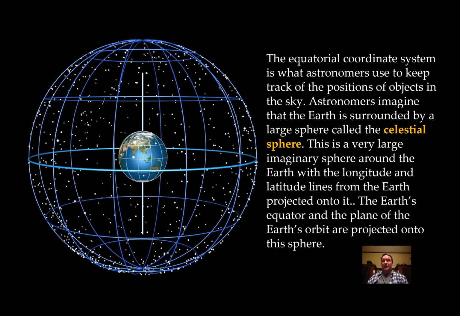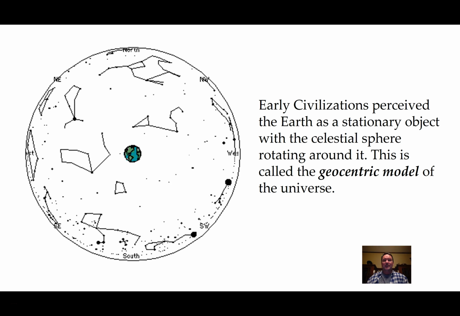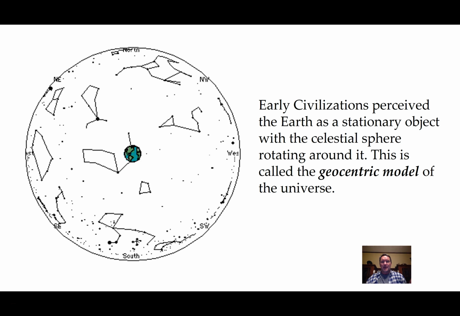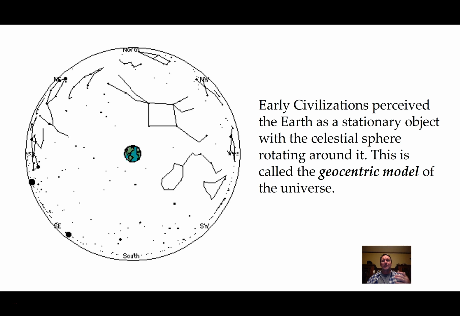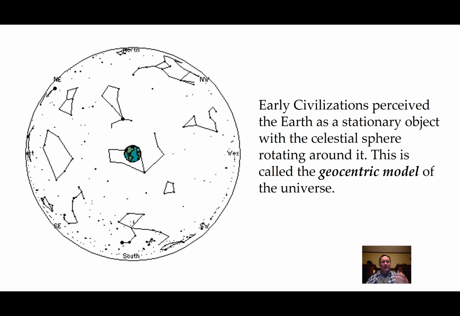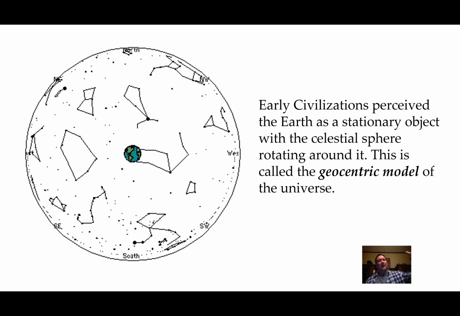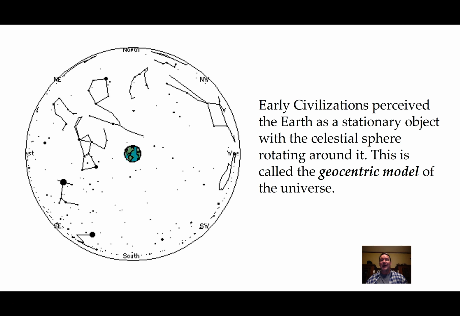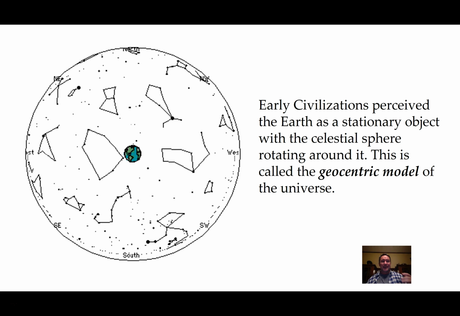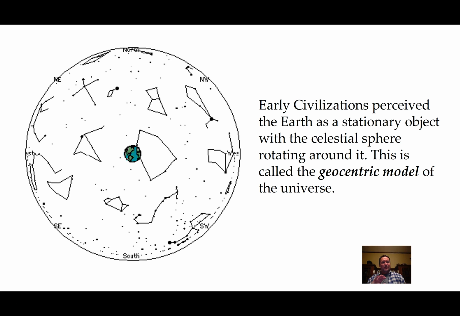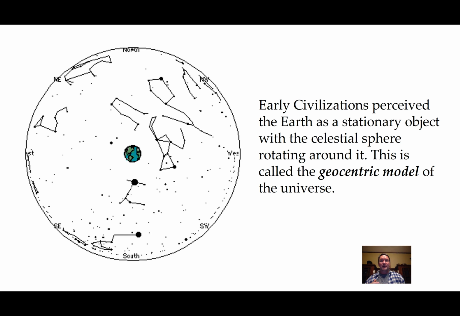Here on Earth, to get locations, you use latitude and longitude. Well, these early civilizations said, you know what, we need something to set up locations in the night sky. And to make it nice and simple for understanding, they kind of reversed the way things really are.